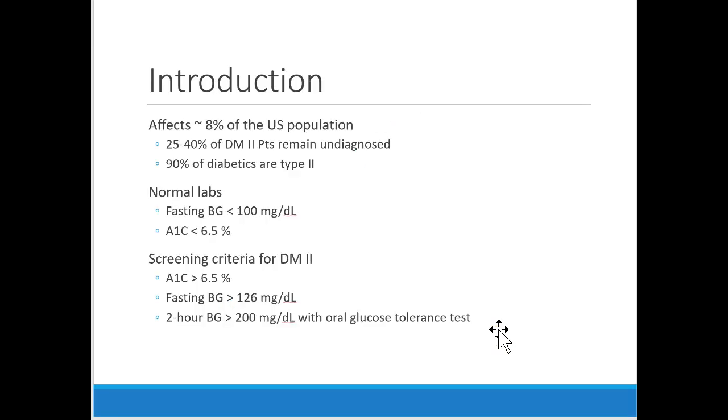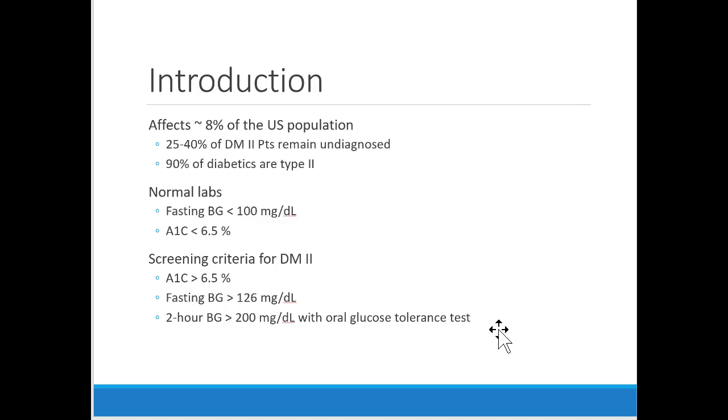All right, so type 2 diabetes affects about 8% of the U.S. population. About 25 to 40% of patients remain undiagnosed. So if we increase that by 2 to 4% or so, you've got several million people in the United States with type 2 diabetes. So it's a very common disease. It's something you're going to see in every facet of primary care. And so that's why we'll spend a little bit more time on it than we did type 1.